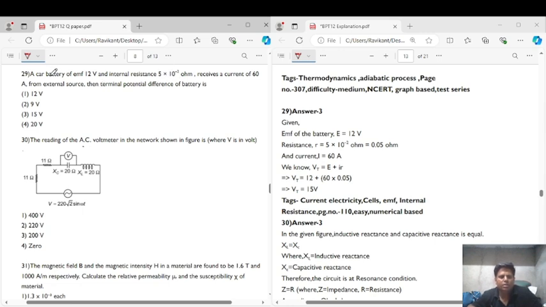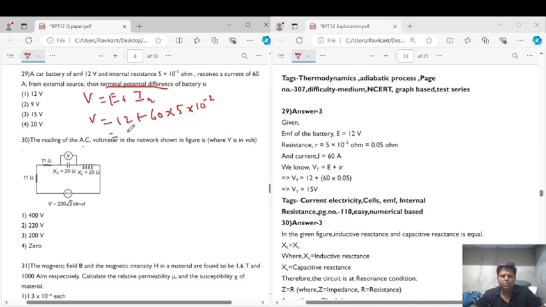They are receiving 12 volt, internal resistance, and now it receives a current of 60. It is receiving a current, so it is a case of charging. So in the case of charging we use V is equals to E plus I into small r, right? So V is equals to, they are asking the terminal potential difference, that is V. E is being given to us as 12 plus I is 60 into r is 5 into 10 to the power of minus 2, right?